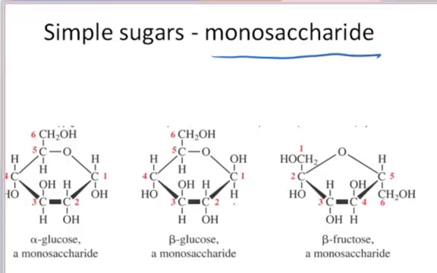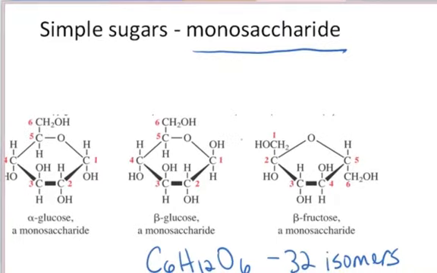Here's an example of 3 simple sugars. They all have the same chemical formula, C6H12O6. And as it turns out, there's over 32 isomers of simple monosaccharides that have the exact same molecular formula. And isomers, they're structural and geometric isomers.